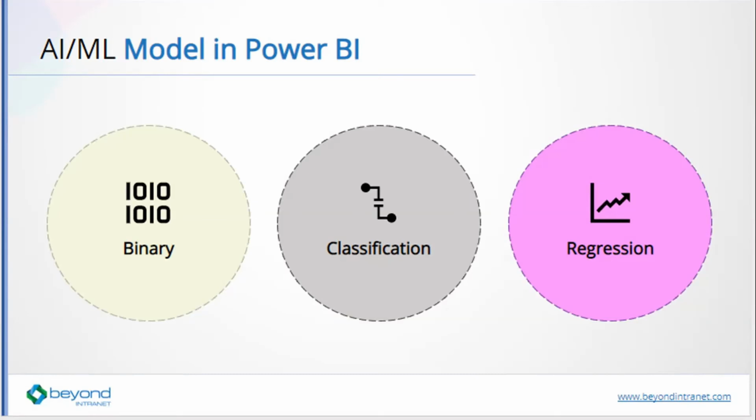Second is the classification model. If you have multiple values to predict, then Power BI recommends the classification model. For example, if you want to predict sales according to your product price range, that is low, medium, high and very high, then Power BI recommends the classification model. And the last is the regression model. If you have numeric values to predict, then Power BI recommends the regression model.